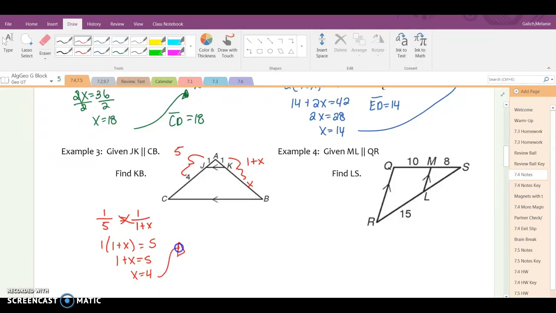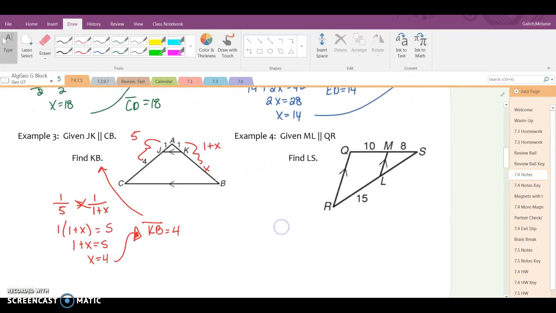Remember, that's your KB. So KB equals 4. You notice they haven't been putting segments over it because they're actually giving measurements for that one. So that's fine. Whether you put a segment or not, that is okay.